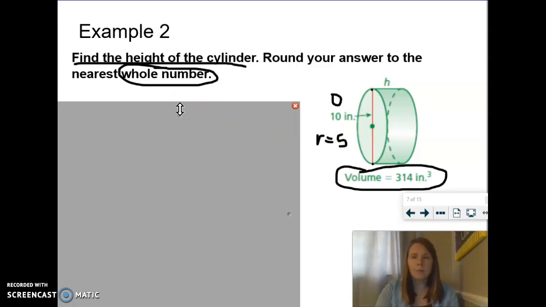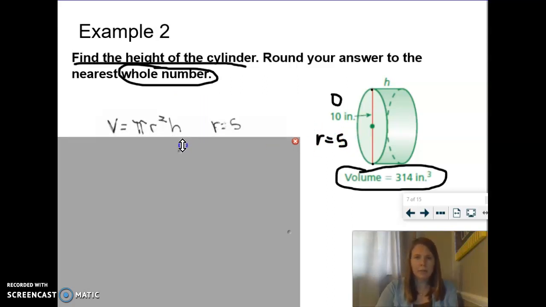Okay? From there, I can use the exact same formula. I'm going to start plugging things in. So I already wrote here that radius equals 5, which we just explained. I'm using the same formula. I'm just plugging in different numbers, okay? And I'm plugging them in where they belong. So I'm using volume equals pi r squared times h.